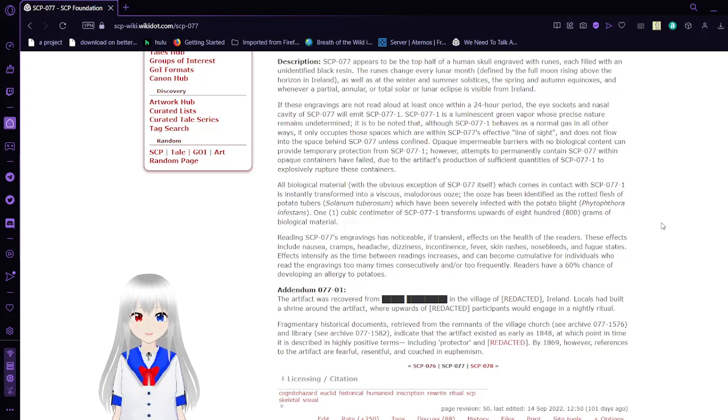Opaque impermeable barriers from biological contact can provide temporary protection from SCP-77-1. However, attempts to permanently contain SCP-77 within opaque containers have failed due to the artifact's production of sufficient quantities of SCP-77-1 to explosively rupture these containers.